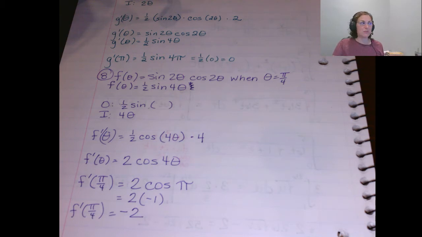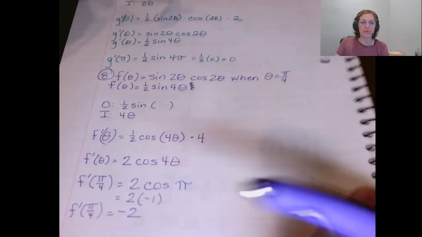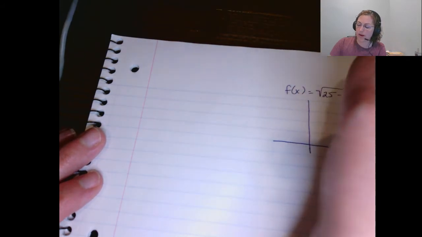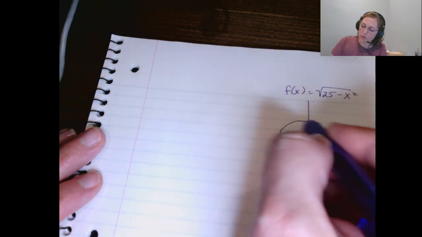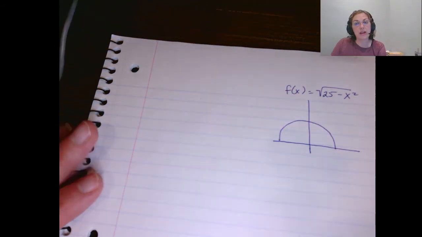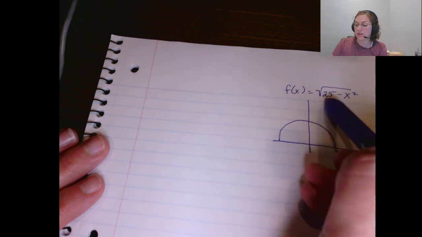How are you doing with that chain rule? Takes a little bit of practice to see those inner and outer functions. Let's switch over here and look at the graph. And we're looking at a semicircle. We're told, I'm going to just do a sketch here. We're told that we have the function, the square root of 25 minus x squared, which produces that semicircle in the upper half.